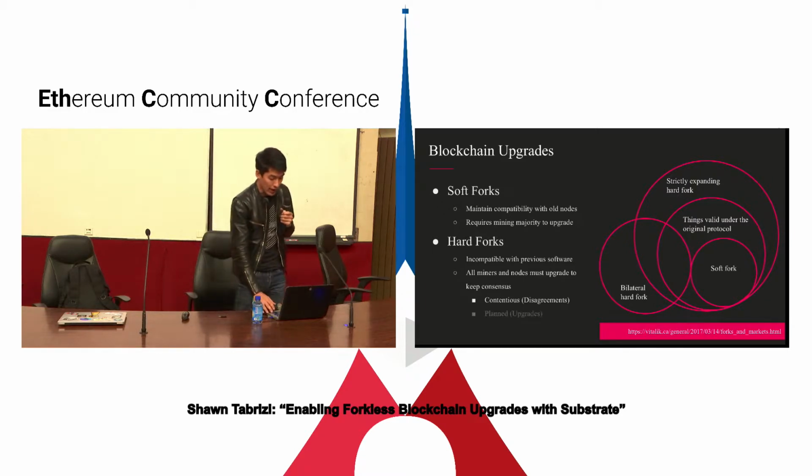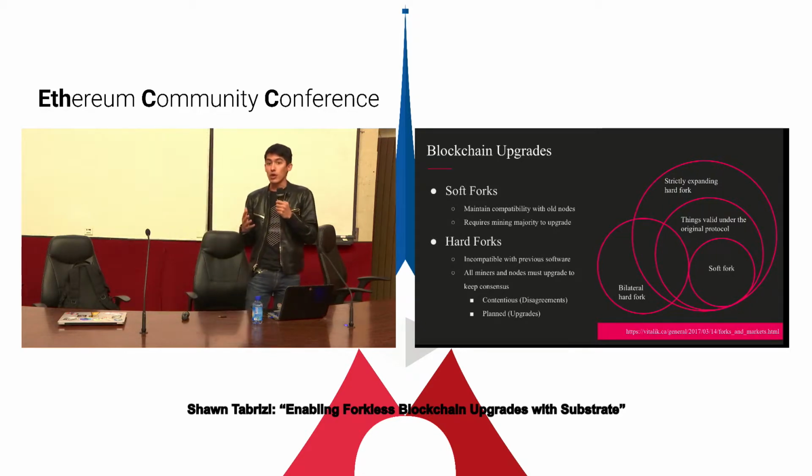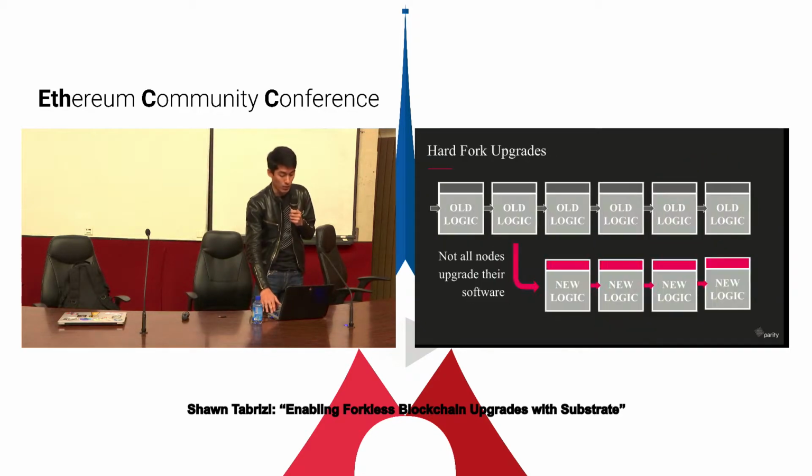But also you have upgrades that are planned. Things like the Constantinople upgrade that just happened with Ethereum is a planned upgrade. And usually it's not contentious and everyone goes and upgrades. But still, you have the possibility of forking your network. And I'm going to talk a little bit about that.